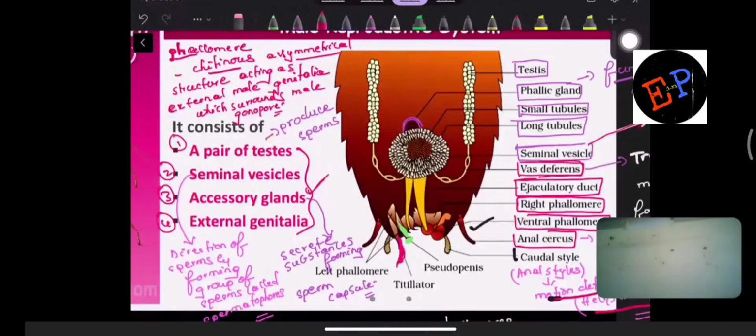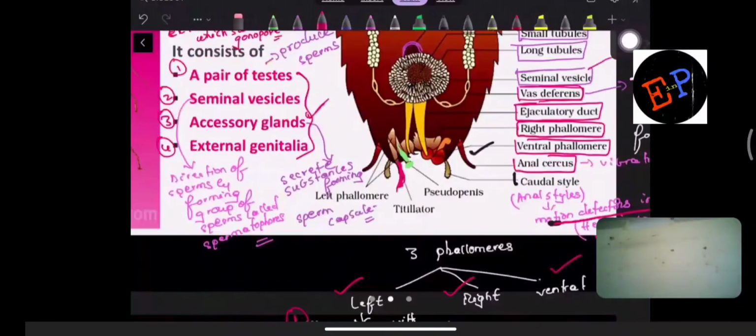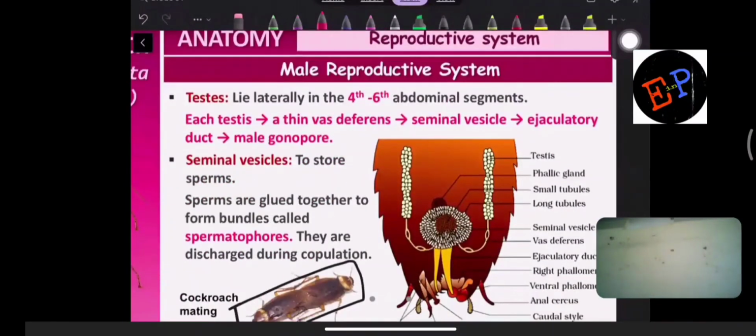Fine. Let us go to the next one. Next, external genitalia. We know all the external genitalia, no? So all the parts which are present in these phallomeres are called external genitalia. That's it. Okay. Next, testis. Where is the arrangement of this testis? It is present in the fourth to sixth abdominal segments. So totally we have 10 segments, no? Out of these 10 segments, testis is present in the 4th, 5th and 6th segments.